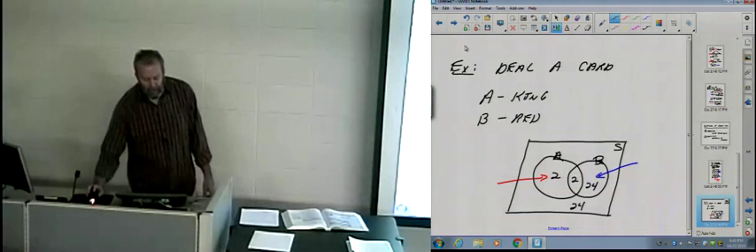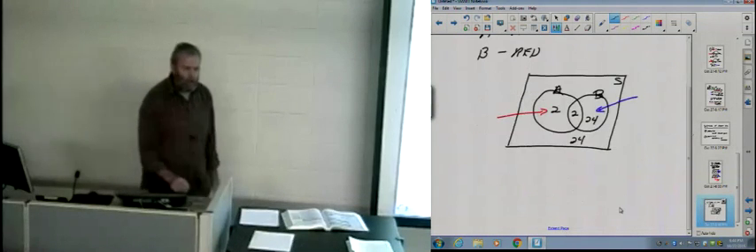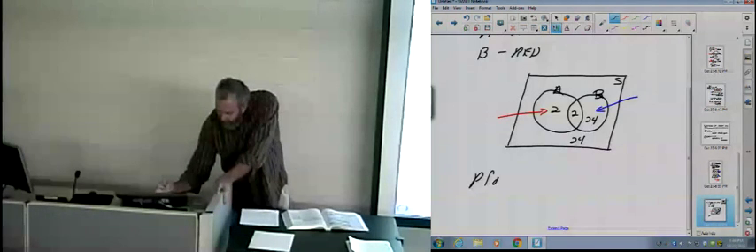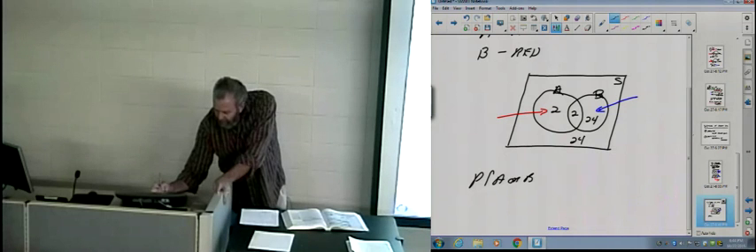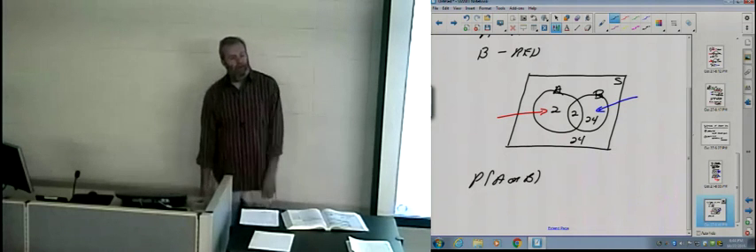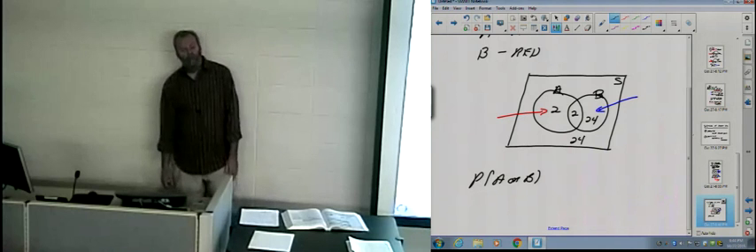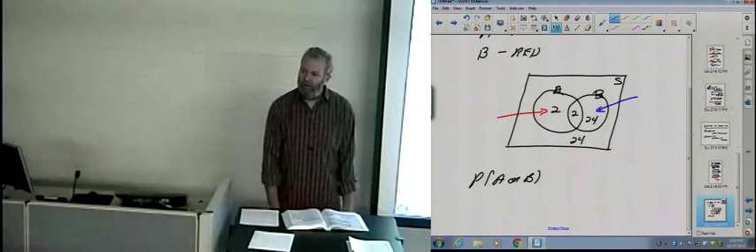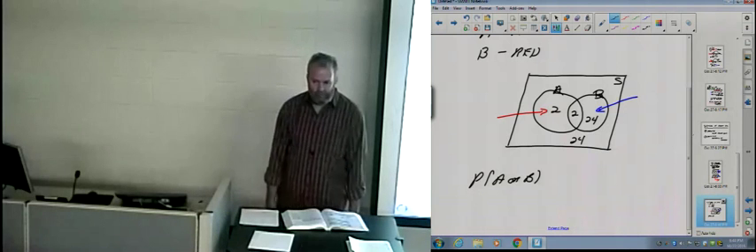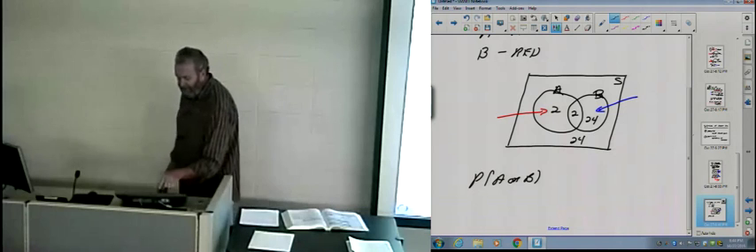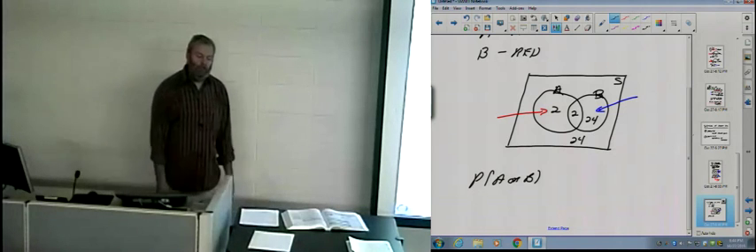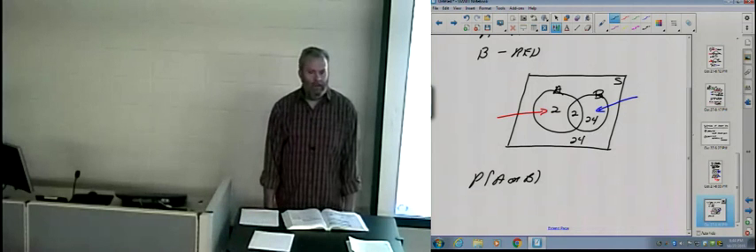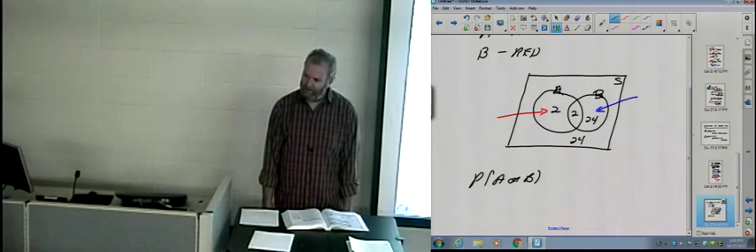Now, do you remember when I wanted to know the probability of A or B? The first thing you're supposed to ask yourself is, are they disjoint or not? If they're disjoint, you just add the probability of A plus the probability of B. If they are not disjoint, we've got to pay attention. You don't want to count anything twice. You know what the Venn diagram does for you? It stops you from counting things twice.